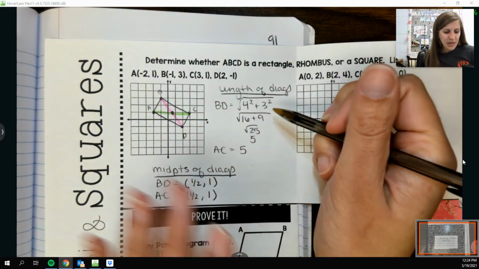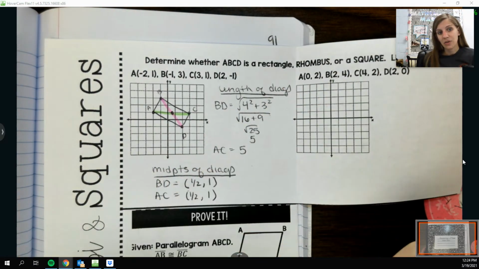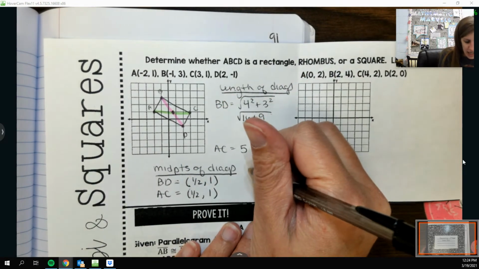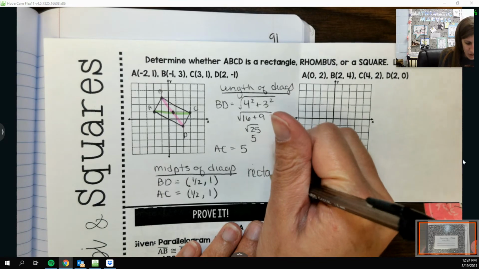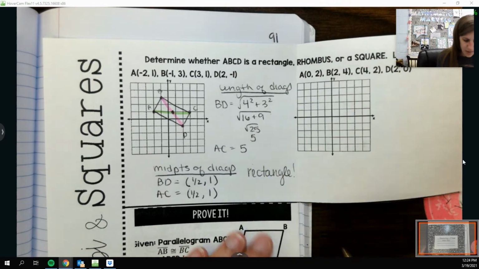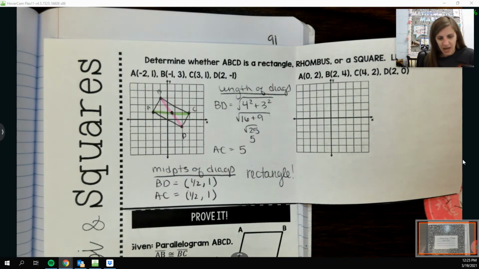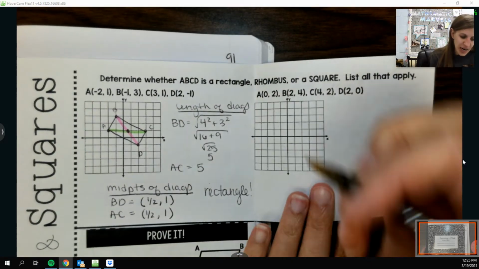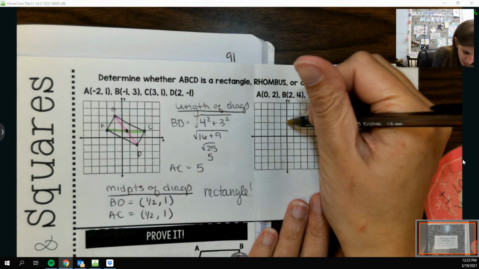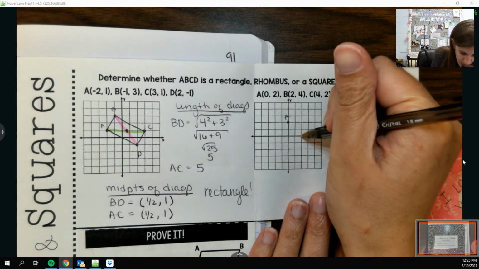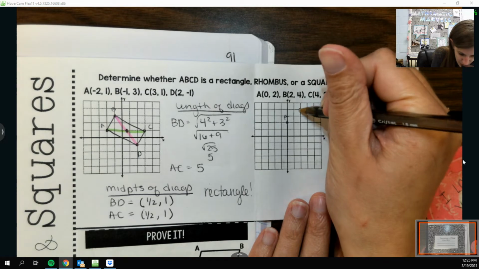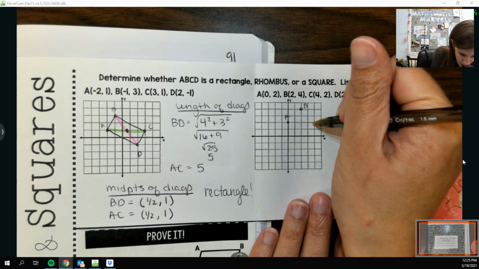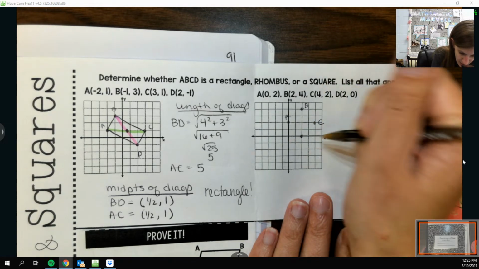Okay, so because I know that the lengths of the diagonals are the same, and I have a parallelogram right here, this is a rectangle. I like it. There are so many other ways you could do it. Alrighty, let's try another. So 0, 2, 2, 4, 1, 2, 3, 4, 2, and then 2, 0.